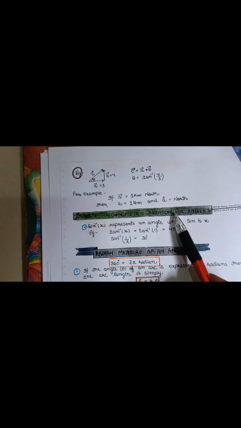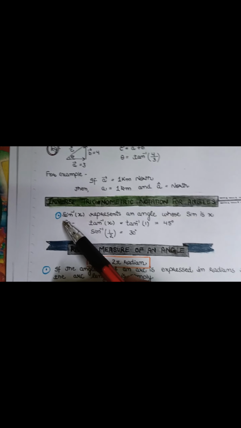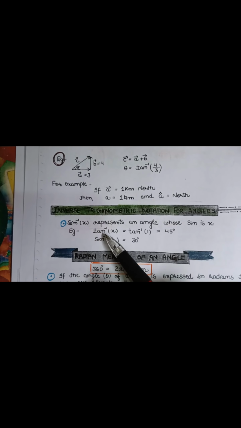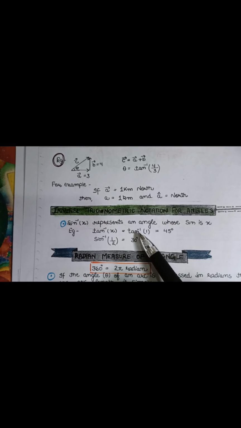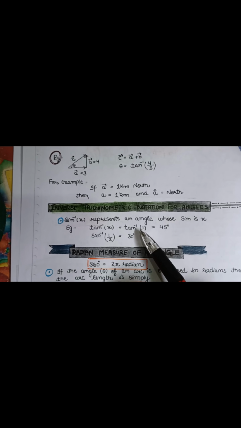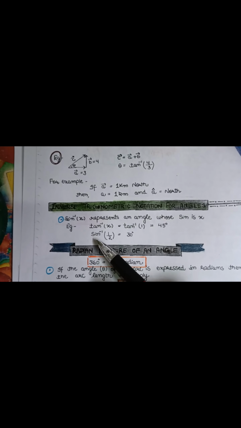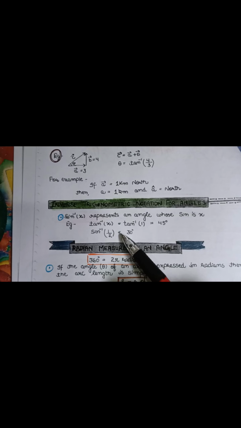Inverse trigonometric notation for angles. Sine inverse of x represents an angle whose sine is x. For example, tan inverse of 1 is equal to 45 degree. Sine inverse of 1 by 2 is equal to 30 degree.